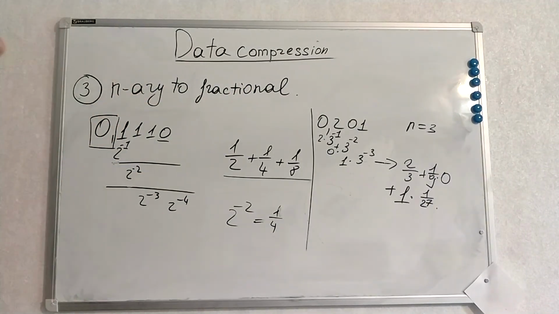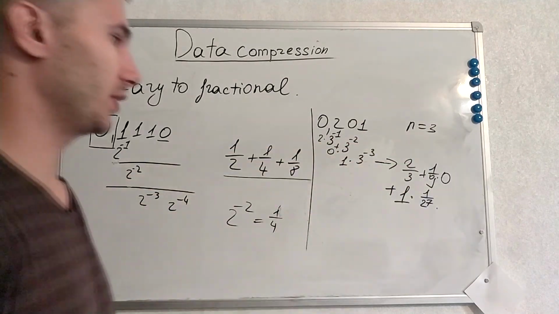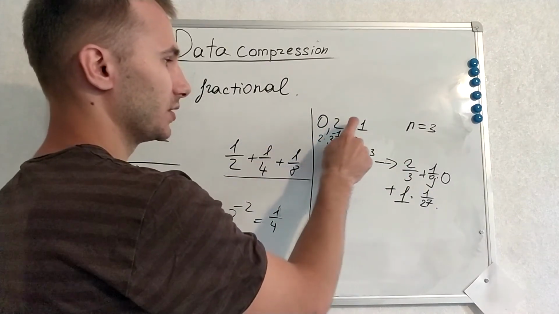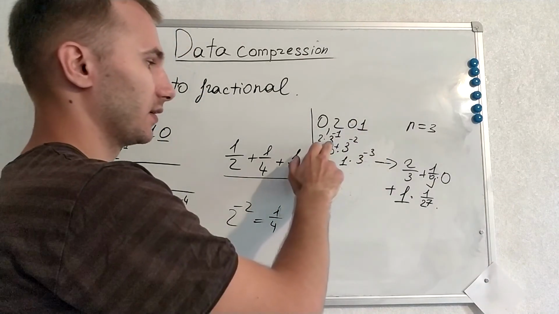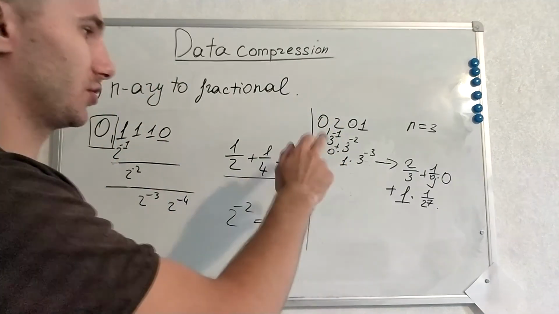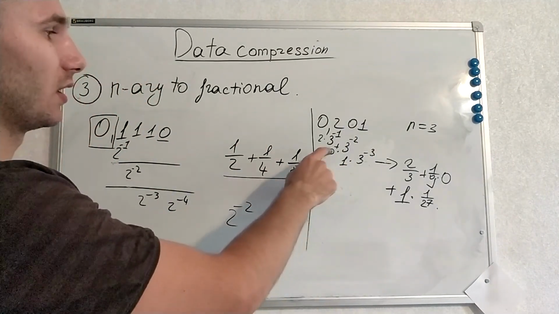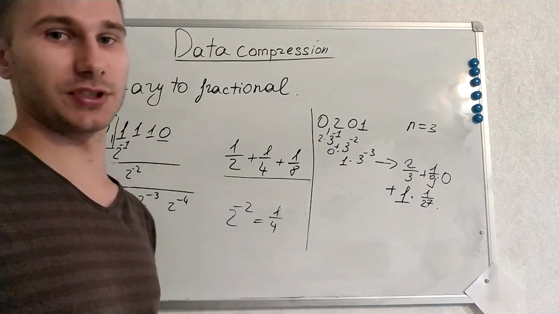Yeah, and that's it. You can generalize it to any n. At the end, what we do is we multiply each number of the sequence by n to the power which corresponds to the position of our symbol. In fractional, we start from 1. In integers, we start from 0. And that's it.